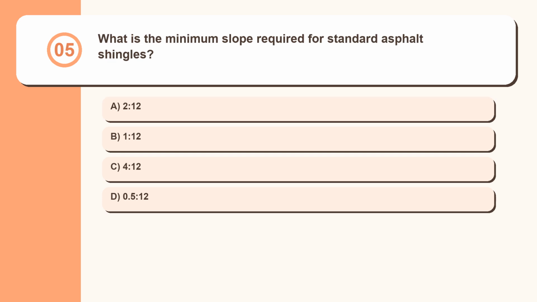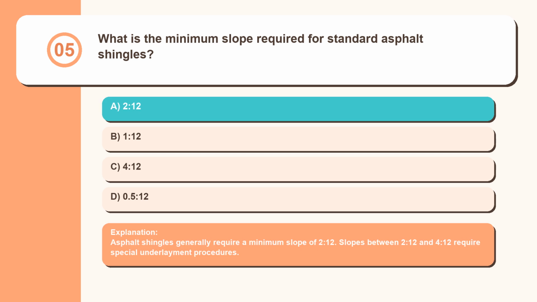Question 5. What is the minimum slope required for standard asphalt shingles? 2:12, 1:12, 4:12, 0.5:12. Asphalt shingles generally require a minimum slope of 2:12. Slopes between 2:12 and 4:12 require special underlayment procedures.